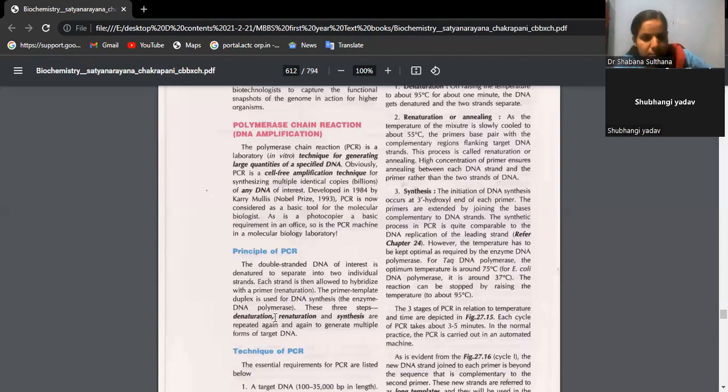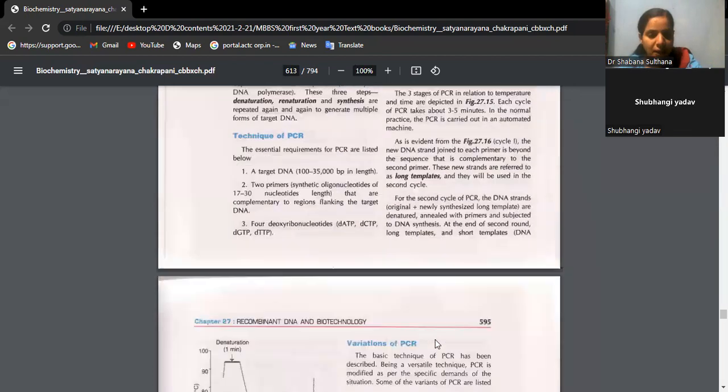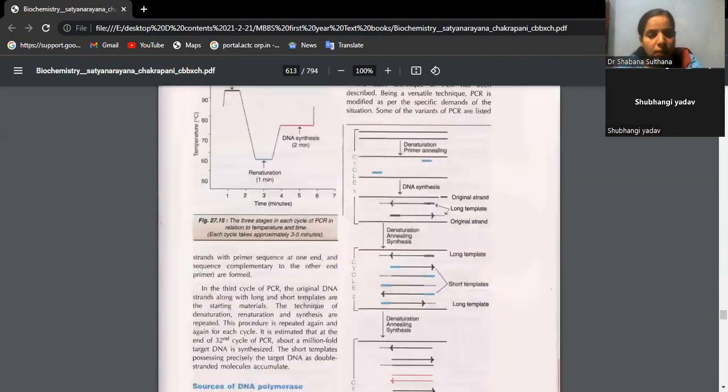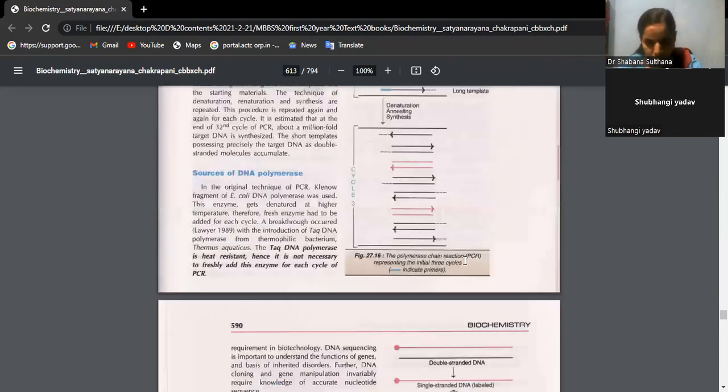These three steps, denaturation, renaturation, and synthesis, are repeated again and again, and you can generate as many DNA copies as you want. This technique we will study with the help of a flowchart, and just give one reading, you will be able to write in your own words. Let us see the technique now. This is the technique we are using: the polymerase chain reaction representing the initial three cycles.